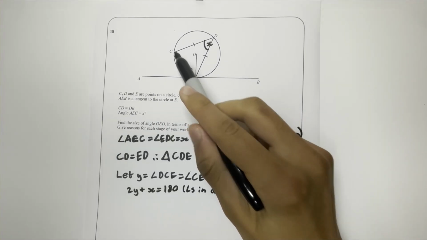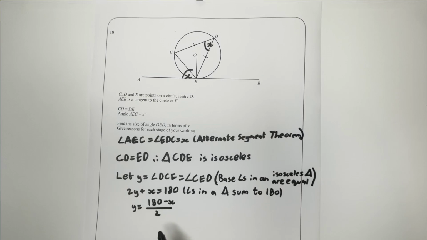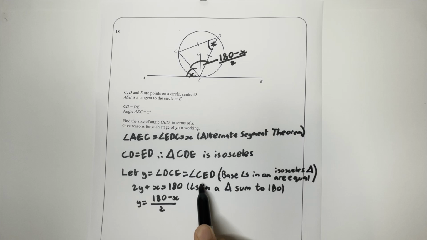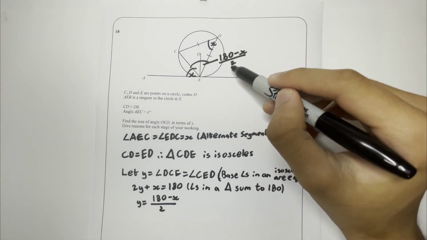Since these angles are both equal to y, we can write that 2y plus x is equal to 180, because the angles in a triangle sum to 180 degrees. And then we can rearrange this to make y the subject of this equation. Subtract x from both sides, and then divide by 2, to get that y is equal to (180 minus x) all over 2. Remember that y is equal to angle CED, so that means this whole angle here is equal to (180 minus x) over 2.